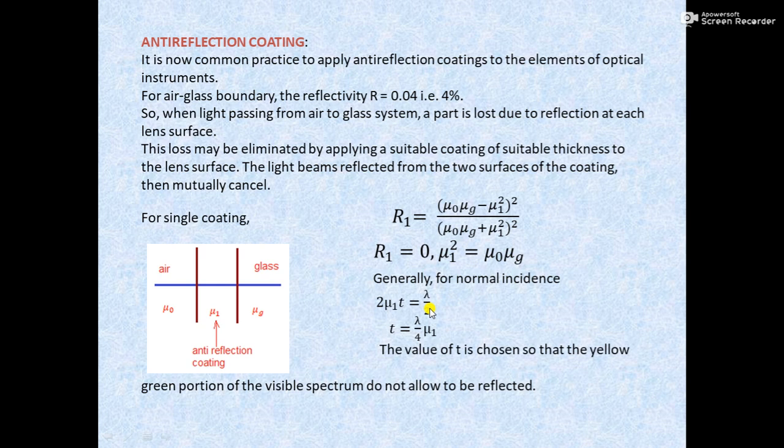Generally for normal incidence, we have 2 mu 1 t is equal to lambda by 2. So, t is equal to lambda by 4 mu 1. The value of t is chosen so that the yellow green portion of the visual spectrum is not allowed to be reflected.